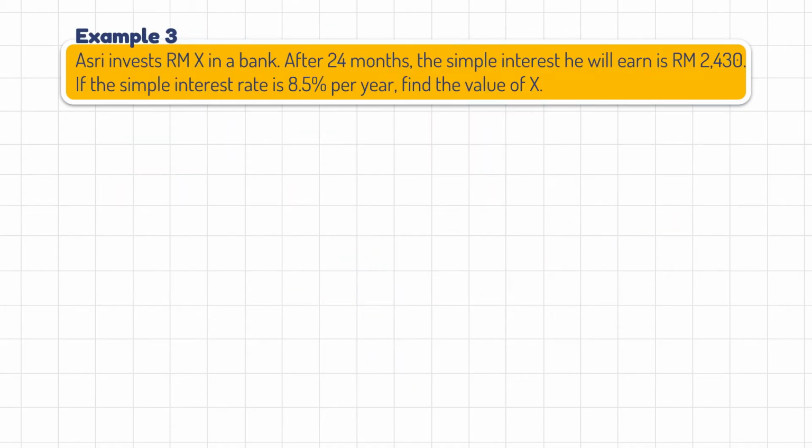Next is example 3. Asri invests RM X in a bank. After 24 months, the simple interest he will earn is 2,430. If the simple interest rate is 8.5% per year, find the value of X. So the value of X is the one that Asri invests, which means that this is our P, the one that we need to find.